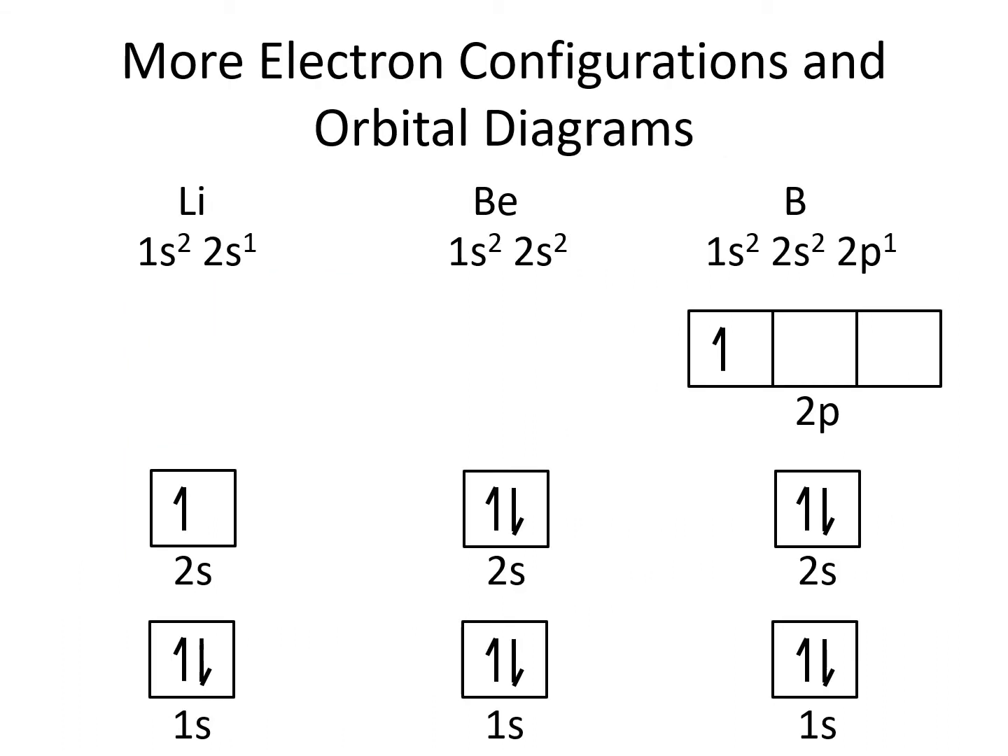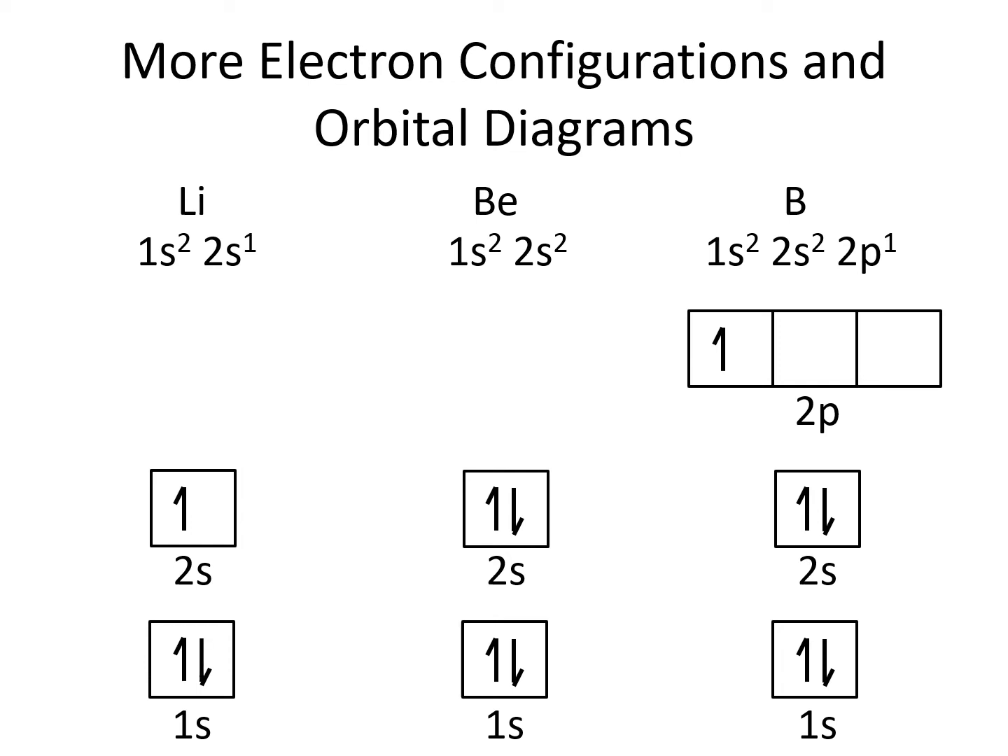We can continue looking at the orbital diagrams for the first 10 elements. Lithium has an electron configuration of 1s2, 2s1. The first 2 electrons go into the lower energy 1s orbital, and the last electron goes into the higher energy 2s orbital. Beryllium has an electron configuration of 1s2, 2s2. We fill in 2 electrons to each box, with one of the electrons pointing up and the other electron pointing down.